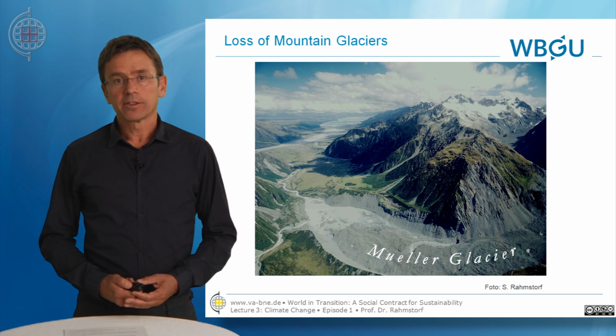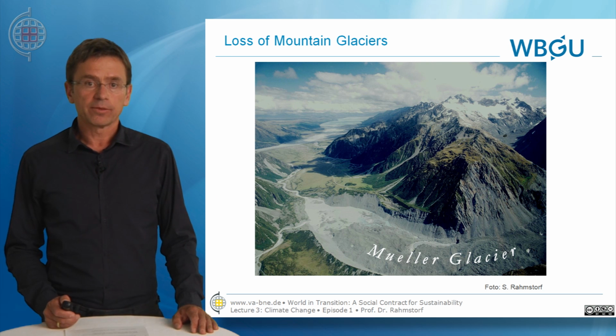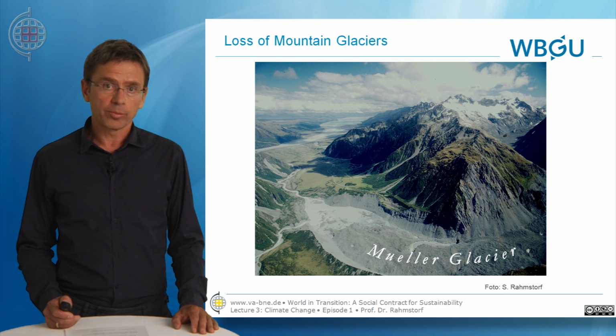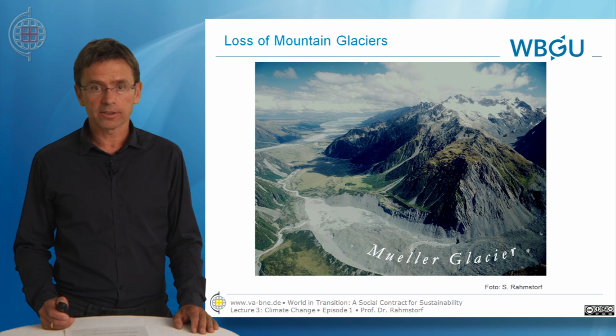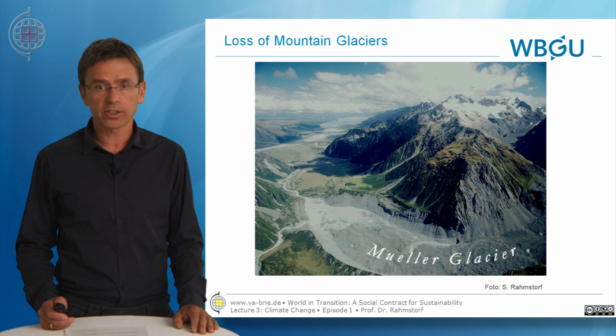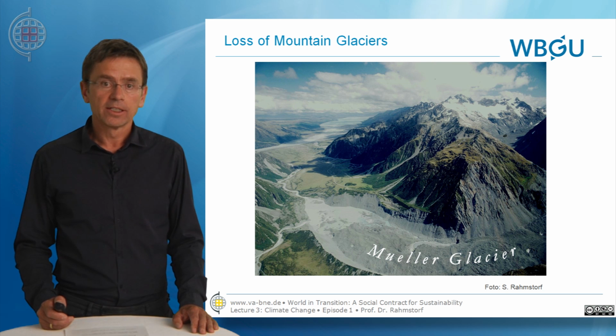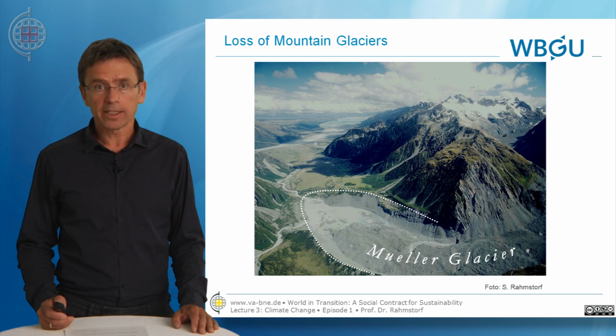If we did not have these temperature measurements, then in fact we would know that the planet is warming anyway, because you only need to look at our mountain glaciers. This photograph I took in New Zealand in the Southern Alps, and it shows the Müller Glacier coming into the picture here from the bottom right. And you can see the terminal moraine up to which this glacier stood about 100 years ago, up to the upper edge of that moraine. It's highlighted here with this white line.